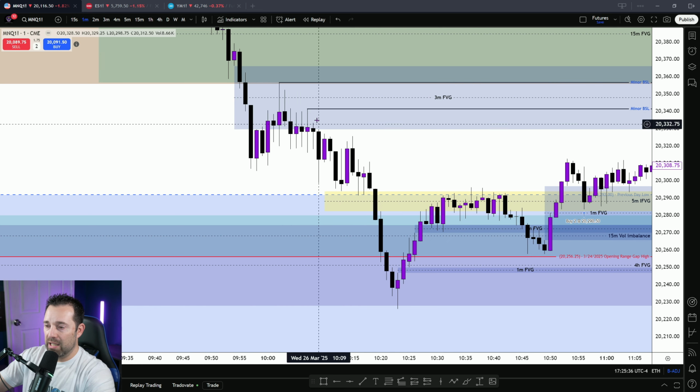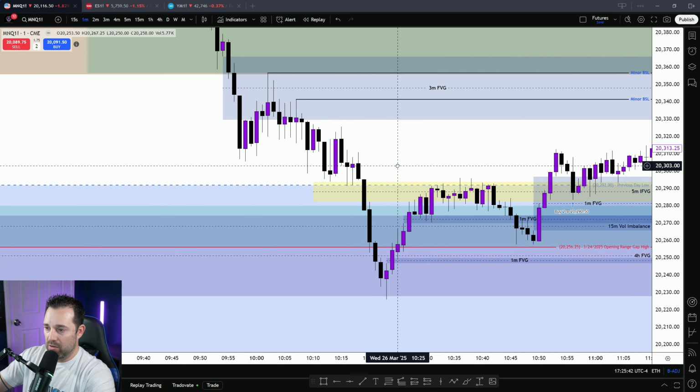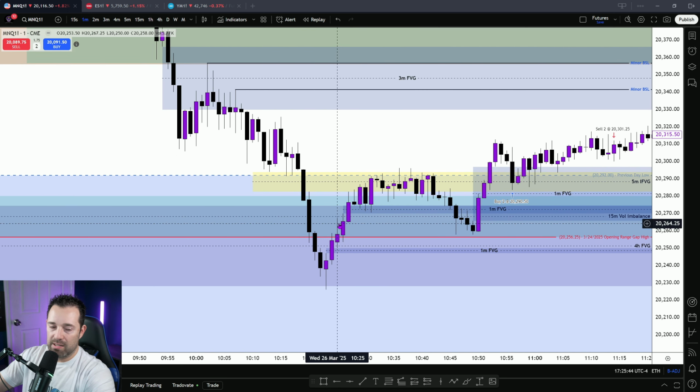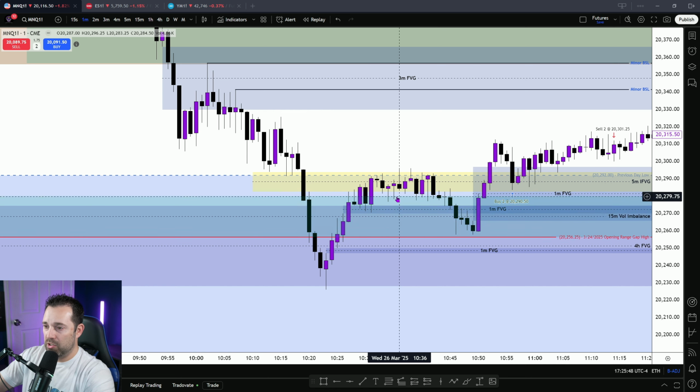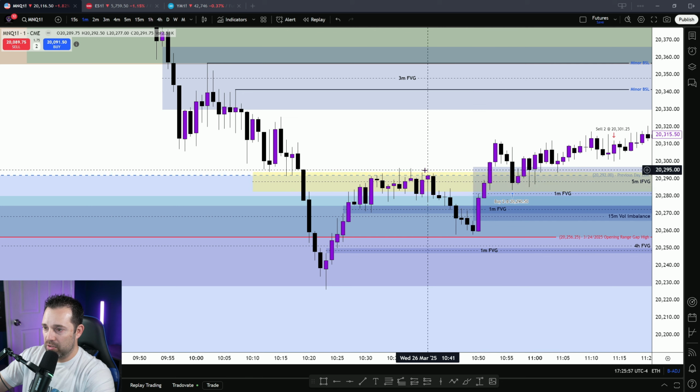So I was looking at this. And then we dropped down. We had a 5-minute fair value gap. As you can see, we had some fair value gaps in here. So I was like, okay, let's wait and see if price actually goes up or not. Came up, chopped here, just kind of did this. Came back down here. And then this is where we had a market structure shift. Right up here, left this fair value gap.